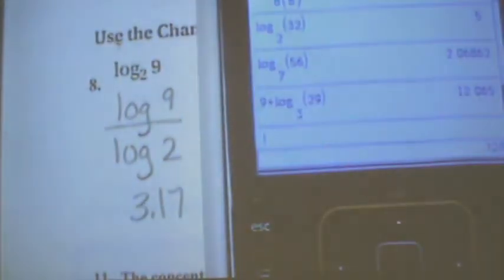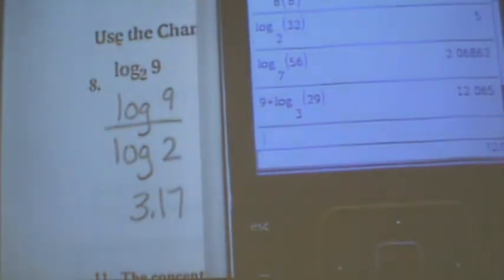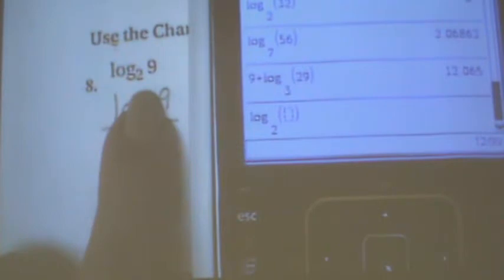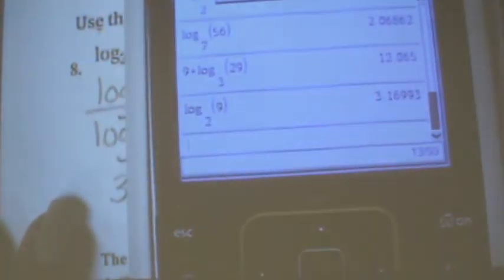Now, if you're using the Inspire, all you have to do is type in control log, and your base is 2, and 9 is your number, and you get the same answer, 3.16.